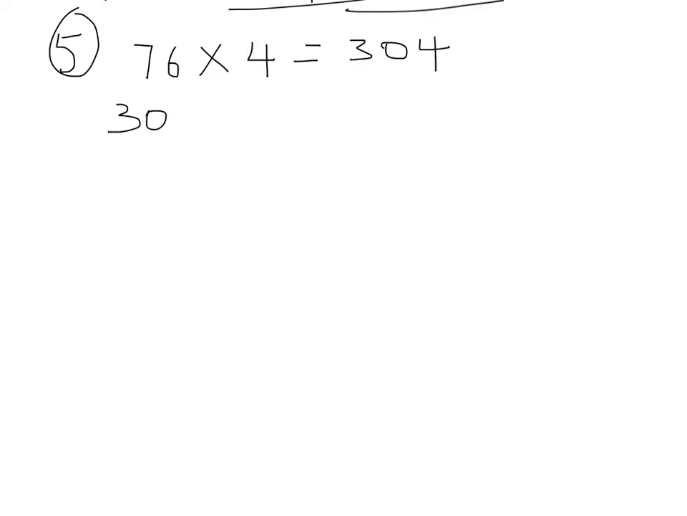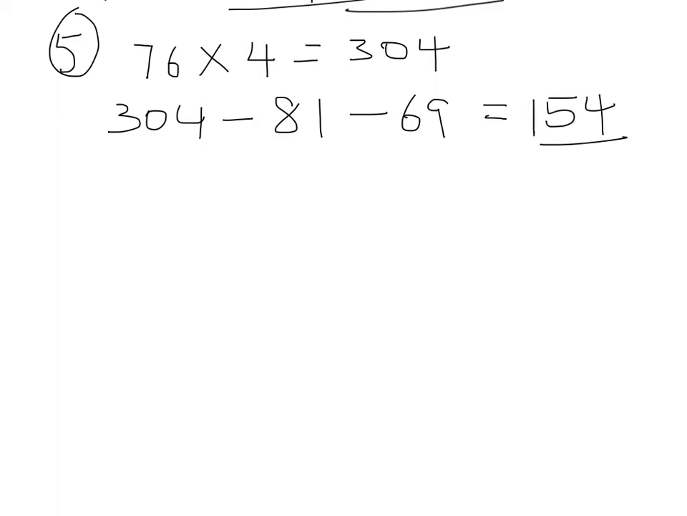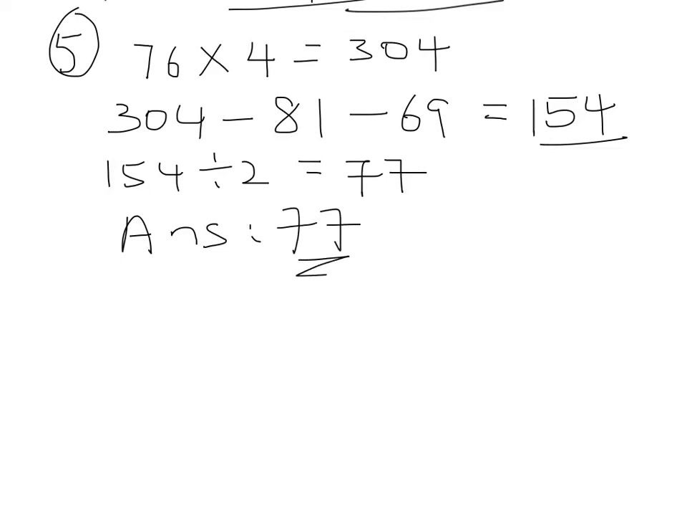We take 304, minus away his English marks, which is 81, minus away his maths marks, which is 69, and we'll get 154. This 154 is the total score for mother tongue and science. So we take 154 divided by 2. Our final answer is 77. So for question 5, answer 77.